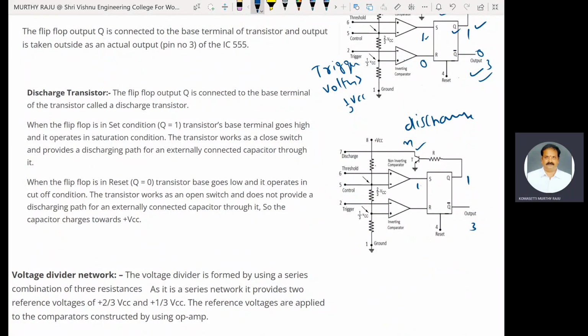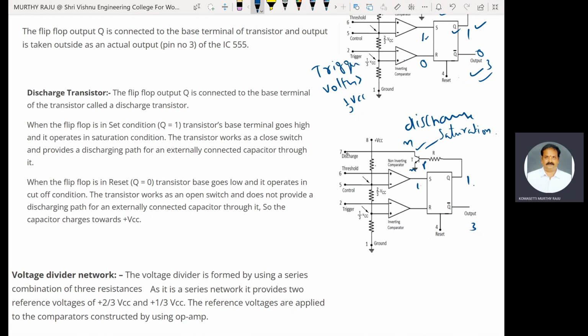This is an NPN transistor. Whenever Q is equal to 1, the transistor base terminal goes high, and it operates in the saturation region. Therefore, the transistor works as a closed switch and provides a path for the externally connected capacitor through it.